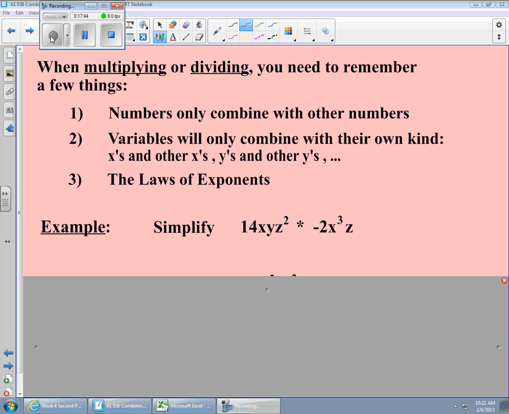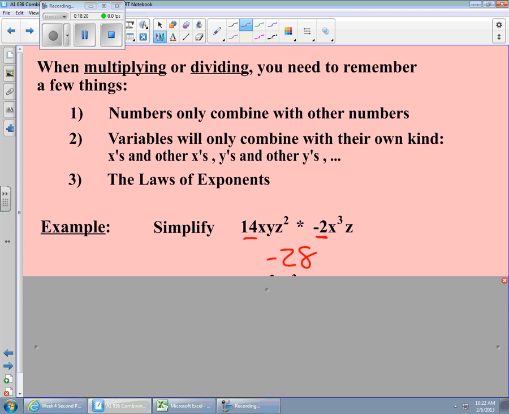The rule said that numbers were going to combine with other numbers. So when we look at the multiplication of two terms, numbers go get other numbers. So here we go. We have some numbers right there, and we have some numbers right there. They are going to try to multiply with each other. 14 times negative 2, what's that? Yikes. If you have two 14s, what do you have? 28. Positive times negative will be negative. Our answer will begin with a negative 28 coefficient.